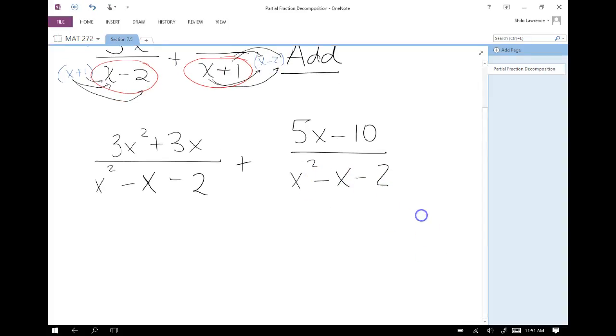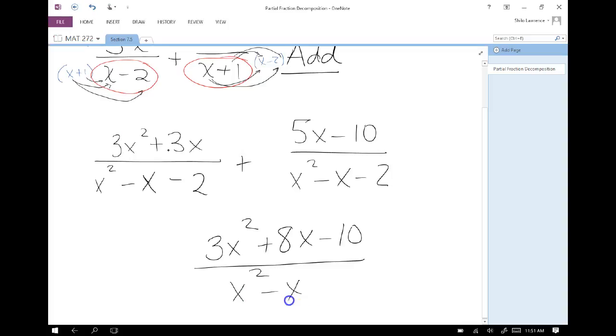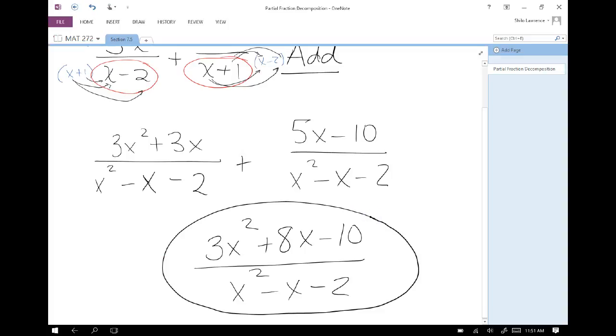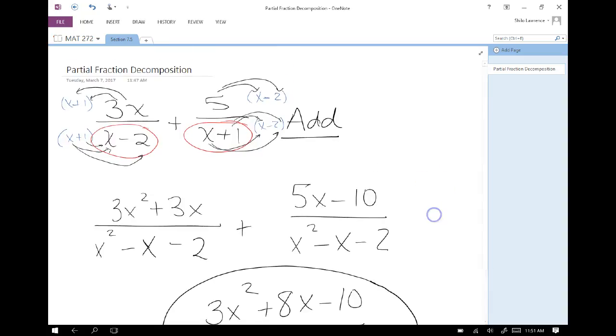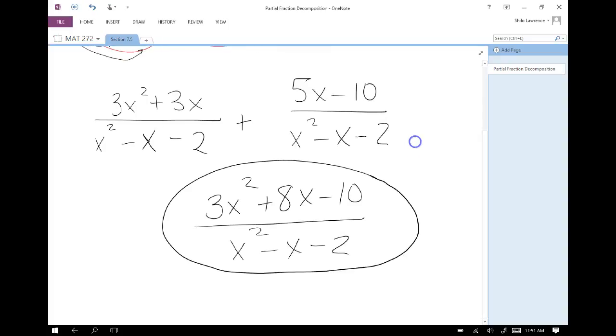And yet we do have the same exact denominator, which means we can add those fractions together by adding their numerators. If we combine our numerators, we can combine like terms and get 3x squared plus 8x minus 10 all over our common denominator of x squared minus x minus 2. So that's what we would say the sum of those two fractions is. So this is like an intermediate algebra problem. We would have two fractions with variables in the denominator. They do not have common denominators, so we would have to get common denominators and add them together.